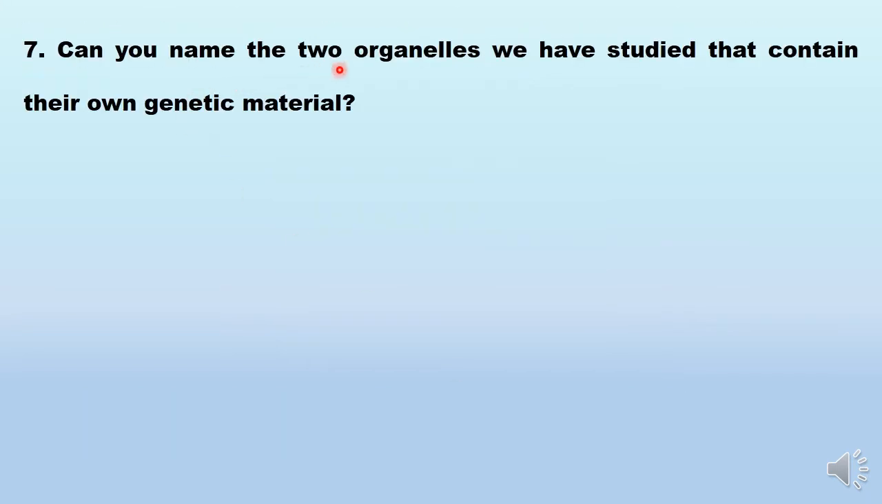Can you name the two cell organelles which we have studied that contain their own genetic material? Now try to recall. Mitochondria and plastids are semi-autonomous cell organelles because they contain their own DNA, genetic material, and ribosomes as well. So mitochondria and plastids.